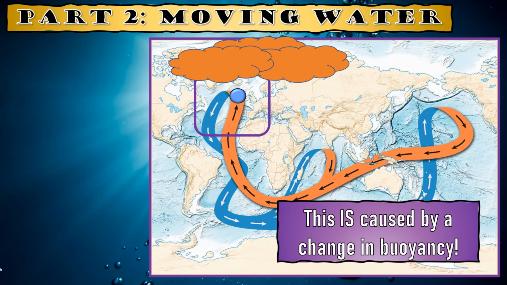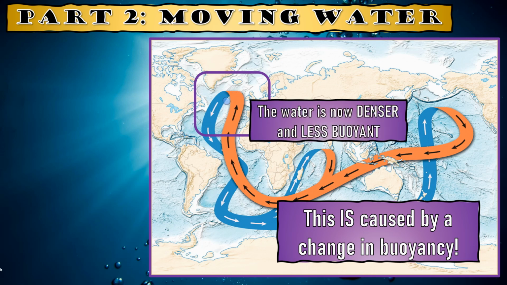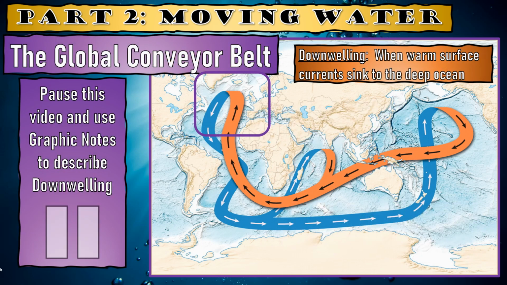This water dumps off a lot of heat into the atmosphere to warm up the country. But that leaves the water itself now quite cold. And cold water is more dense, less buoyant, and it will want to sink. That is downwelling. Please pause this video and use graphic notes to describe downwelling.